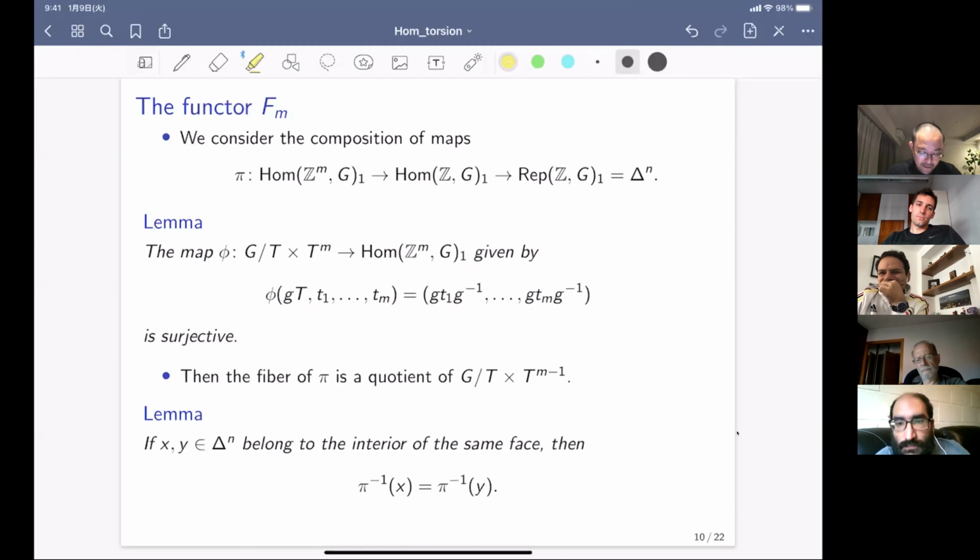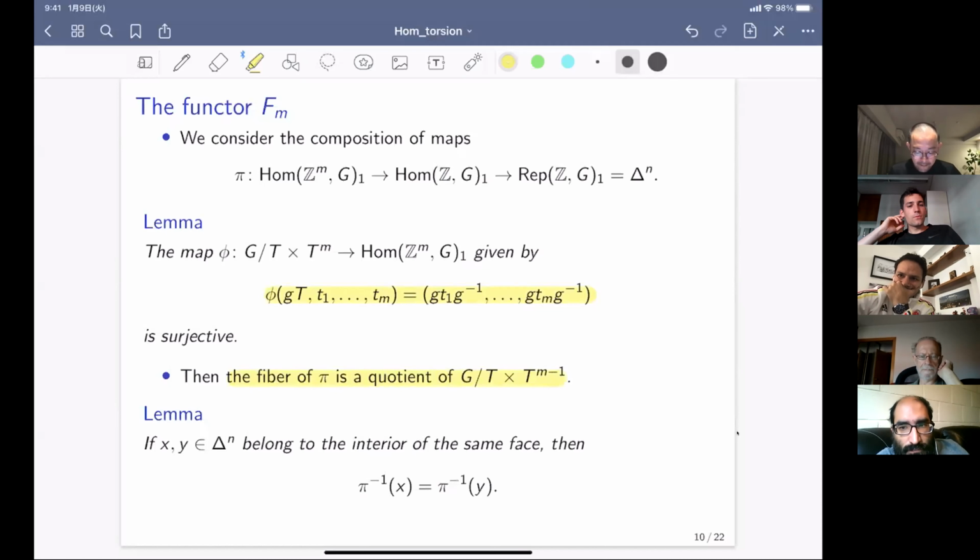To understand its fiber, we use this simple lemma. We define the map phi from G mod T cross T to the M into Hom ZMG1 by this formula. Then this is surjective. This is quite simple. So this says that the fiber of pi is always a quotient of G mod T cross T to the M minus 1 fiber at any point.